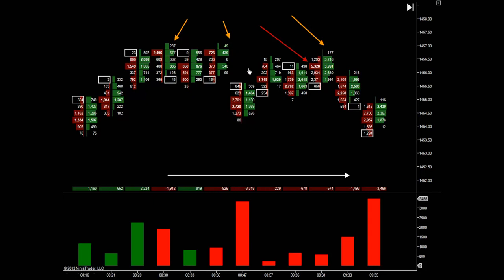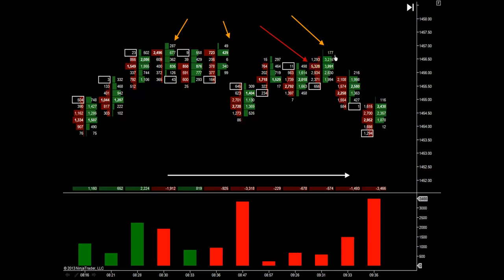Now, if we look at the red arrows, we can see that we pushed up to 1 tick below the high and printed 177 contracts. Again, no buyers there. Now, I can't say what happened first, but I'm going to take a guess and say that this red arrow, this 5,328 contracts trying to eat the floor, was an attempt to hold the market up, which failed. I say that just because I've read a lot of footprint charts, and that's what I'm guessing happened.